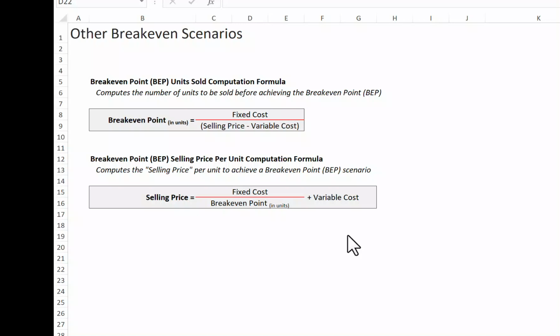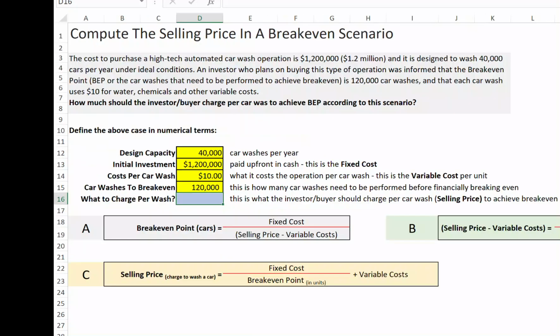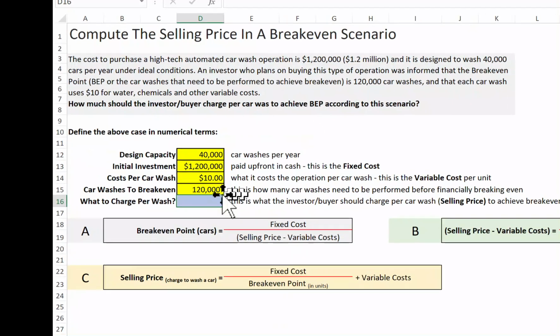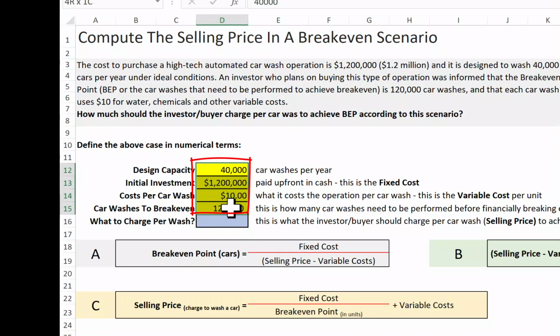For example, if we know that the competition is selling a car wash for $20, can we compete with that? So we have to assume a certain selling price, and it becomes very important to compute it. So let's take a look at a scenario of a car wash where we know the variables and we put them in this area, the yellow highlighted cells. What is unknown is how much should we charge per car wash to break even according to the data that we have in the yellow highlighted cells.